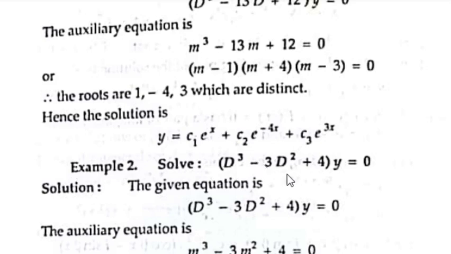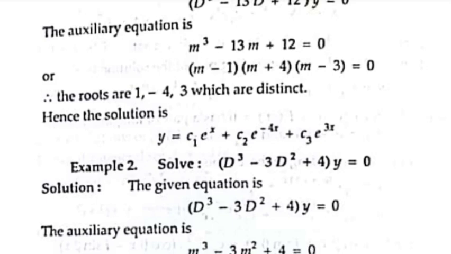Solve D cube minus 3D square plus 4 into y equal to 0. Okay, again write the auxiliary equation. So replace D by m. So m cube minus 3m square plus 4 equal to 0. Next, factorize this. Then we will get two factors, (m plus 1) into (m minus 2) whole square equal to 0. Now see here, m plus 1, so the root is m is equal to minus 1.